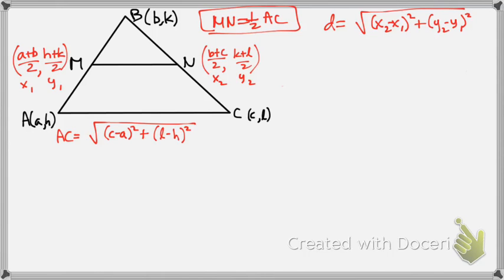So give ourselves some room. Distance equals, all right, so x2 minus x1. That's (B plus C) over 2 minus (A plus B) over 2. And remember, I'm going to put the parentheses around here just to show that we do need to distribute the negative into A and B. Let's put a giant squared symbol around this using brackets. Now the same thing for my y's. Okay, so let's take the y coordinates of (K plus L) over 2.